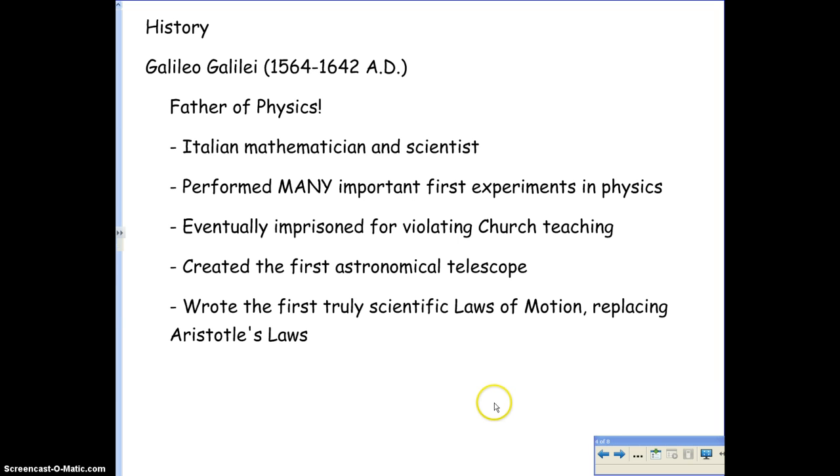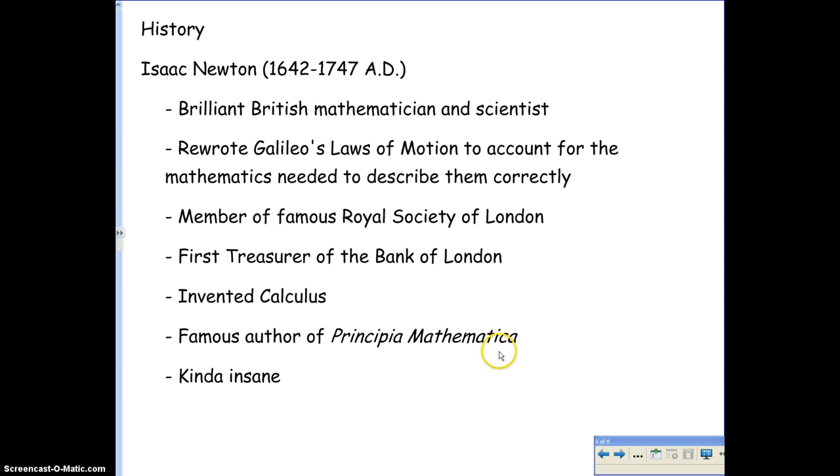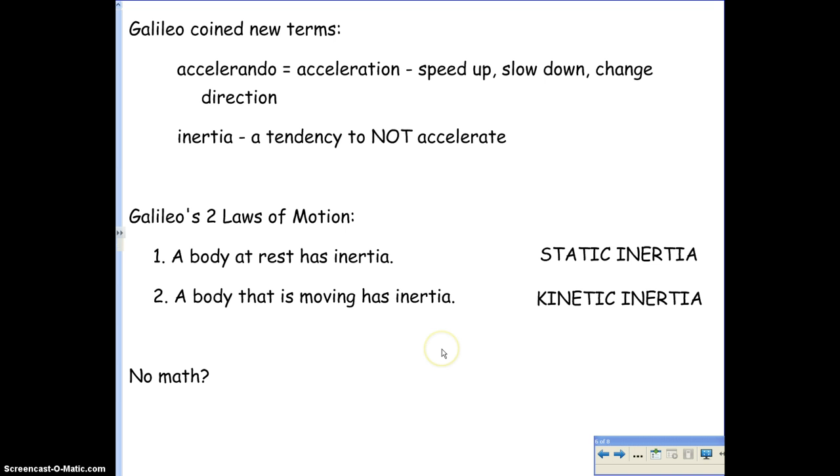Galileo is really the father of physics. He's the one who wrote the first truly scientific laws of motion that replaced Aristotle's laws, but it didn't happen until about 1500 or 1600 AD, so not until about 400 or 500 years ago. And then Newton took those laws that Galileo wrote and added math to them. So let's take a look at what Galileo said.